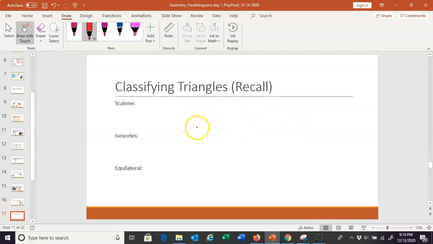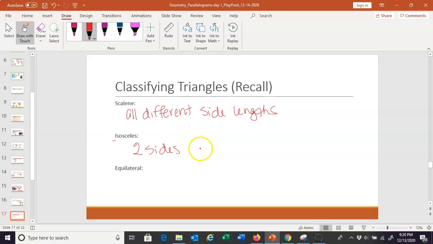So this is a recall. Scalene, isosceles, and equilateral. Remember, scalene triangles have what? All different sides. The sides are scattered. Isosceles, I love, someone in my second class said isosceles. We have two eyes. Two eyes, so two sides are the same. I love that. I'll never forget that. And we know equilateral, right? All three sides are the same.